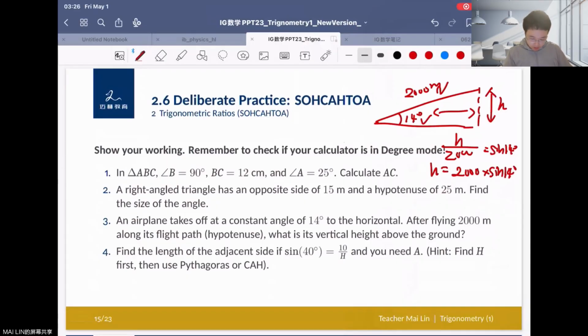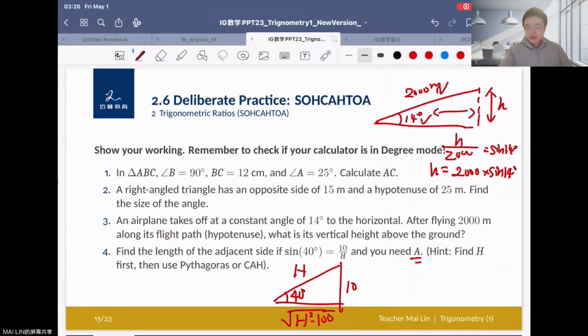For problem 4, sine 40 degrees equals 10 over h. If you want to calculate it, here this is 40 degrees, here is 10, and here is h. We want to find the other side a, and we can use the Pythagorean theorem: a equals the square root of h squared minus 100, using the hypotenuse side squared minus the adjacent side squared. That is the formula.